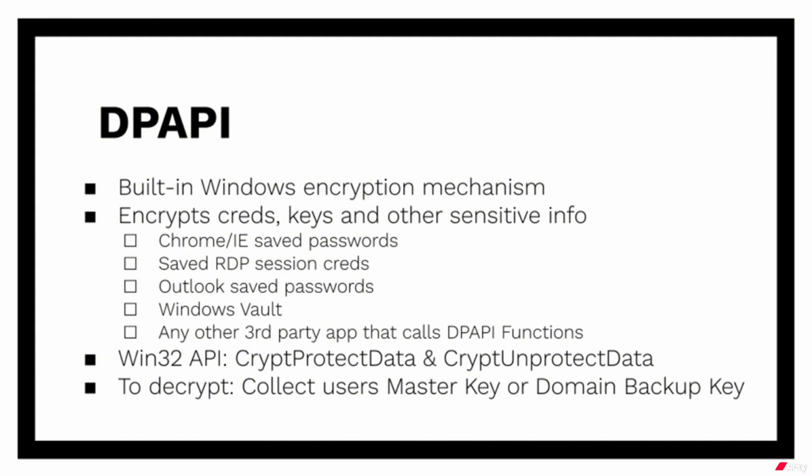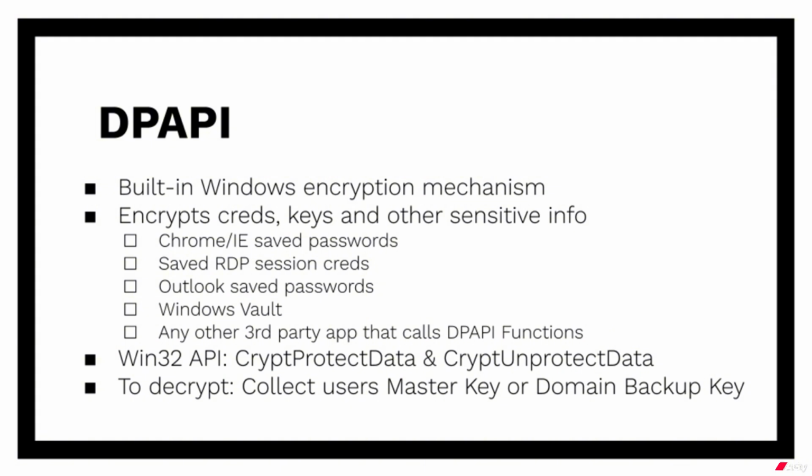DPAPI uses a few Win32 API functions to run through the encryption and decryption process. One is the CryptProtectData function, which is used to encrypt the data, and two is CryptUnprotectData, which is used to decrypt the data. These functions are programmatically implemented in whatever software wants to utilize DPAPI for Windows systems. To collect DPAPI creds, there are a few tools available, including Mimikatz, DonPAPI, and SharpDPAPI.